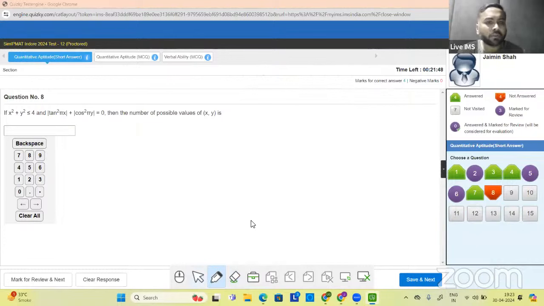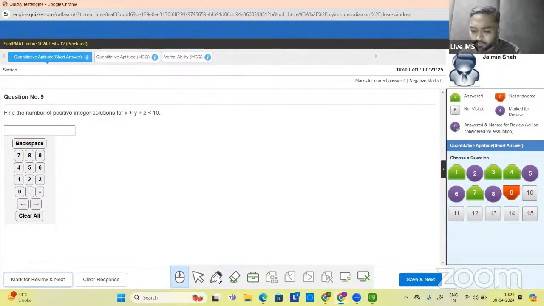x square plus y square is less than equal to 4, and mod of sin square pi x plus mod of cos square pi x is equal to 0. ठीक है, let's come back. तो मार्क करके रखते हैं, ट्राई तो कर सकते हैं.